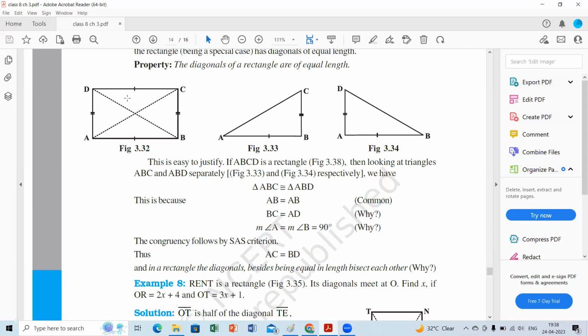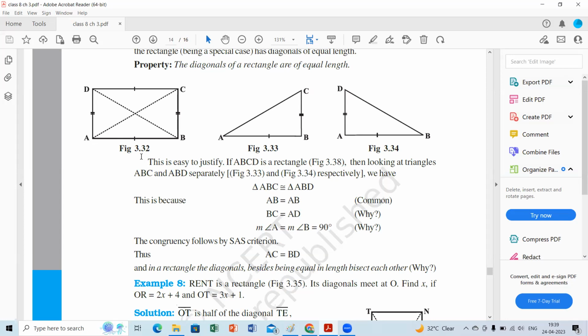Which congruence rule can we apply here? SAS or SSS? SAS, sir. Yes, SAS congruence rule. Because the angles A, B, C, D are equal. All angles are 90 degrees, right angles. That's why we use the congruence rule SAS.